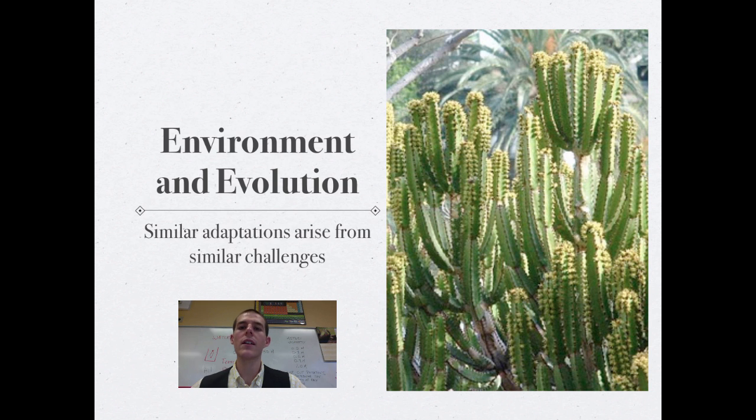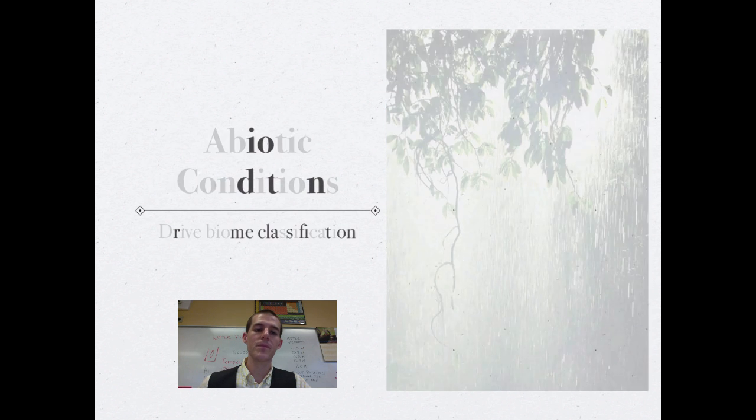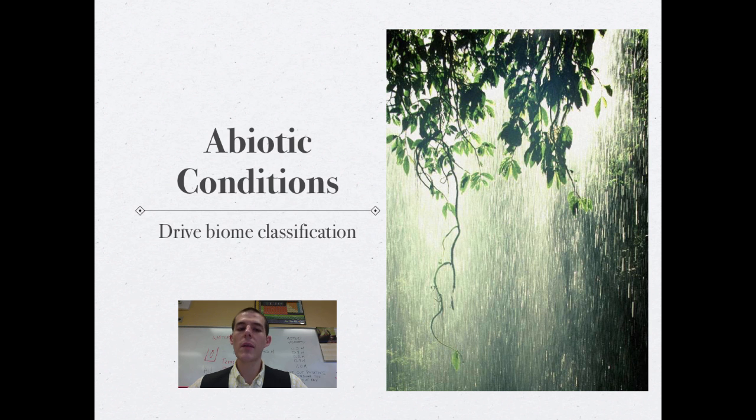So because the environment of these areas is the same, plants need to conserve water and protect themselves from predators. They have come up with similar adaptations. So know that even though plants in two similar biomes might look the same or have similar adaptations, they may not necessarily be related to one another, and that similarity is driven by evolution in response to the conditions of their environment. You also need to know that abiotic conditions drive biome classification.